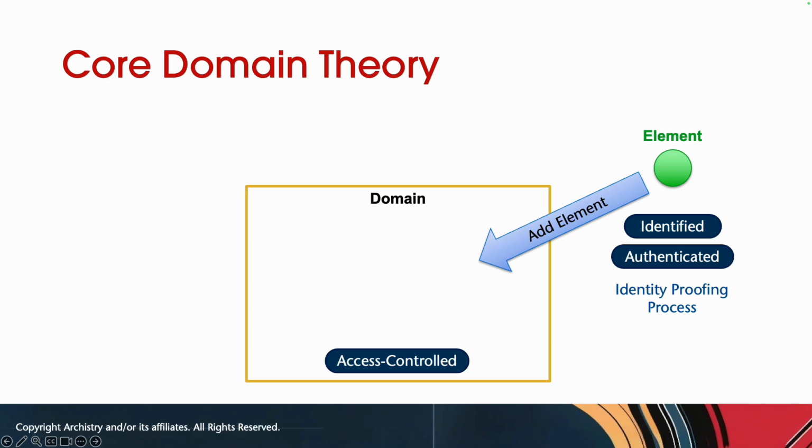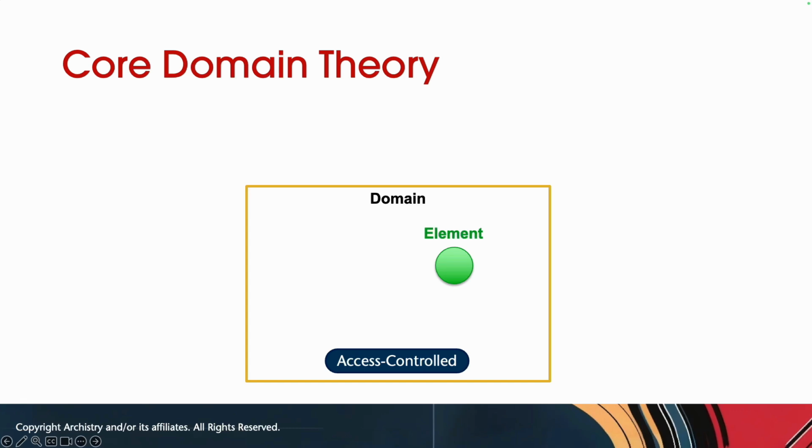So that's the identified part. And then we've got to validate that what is there actually has what it claims to have, that is what we want. And that's where the authenticated comes from. This is all part of an identity proofing process that allows an element to be added to a domain. So now it's inside. Once it's inside, we register it and we give it a credential. So we've bought the cow, we brand it.